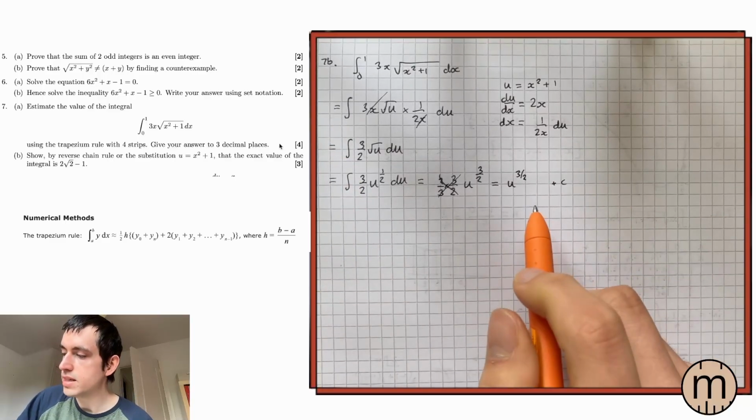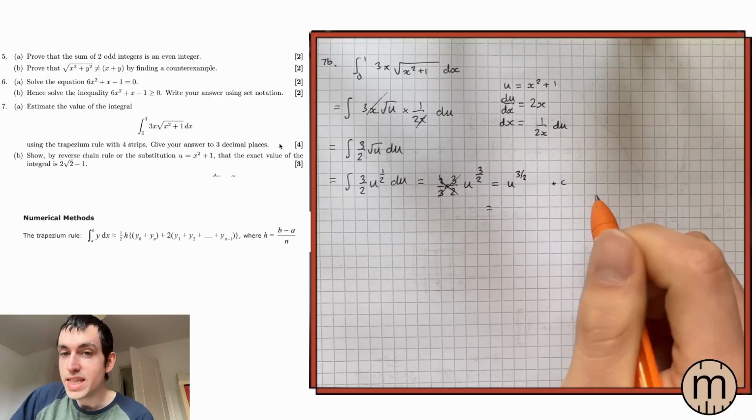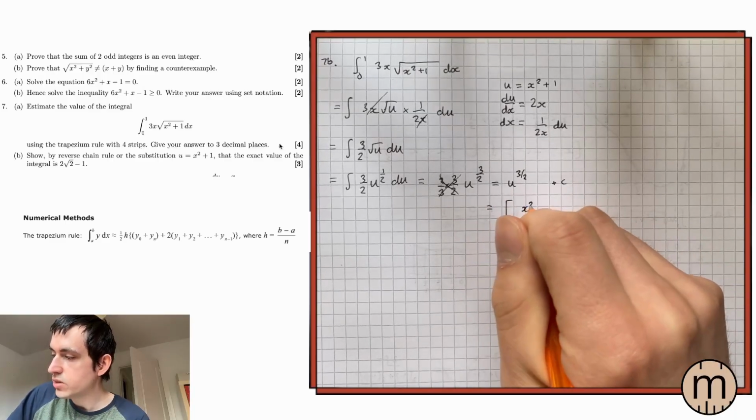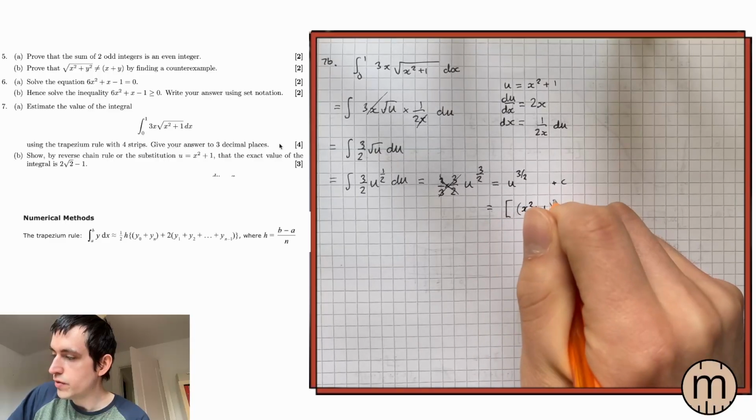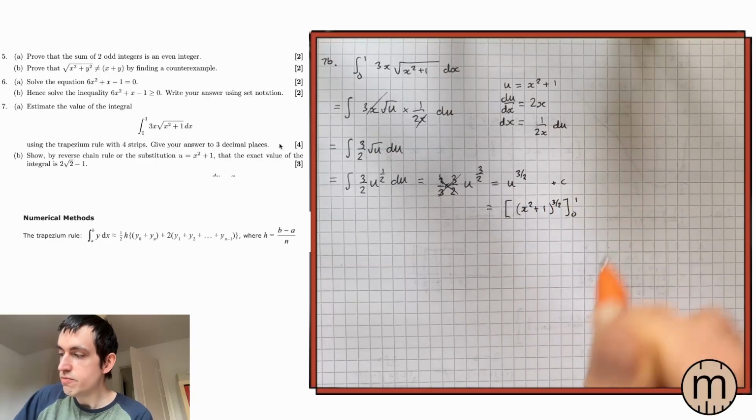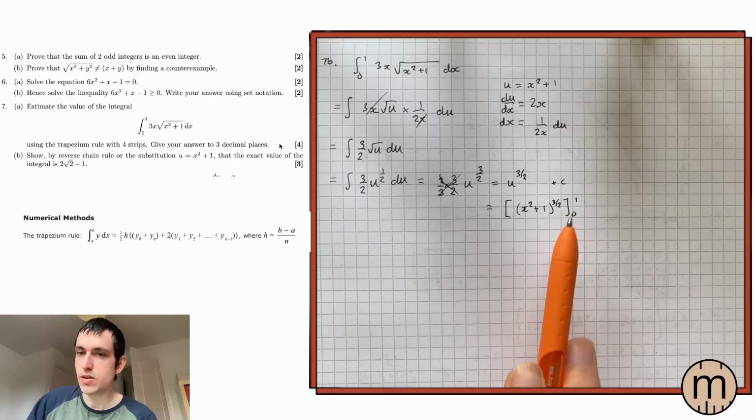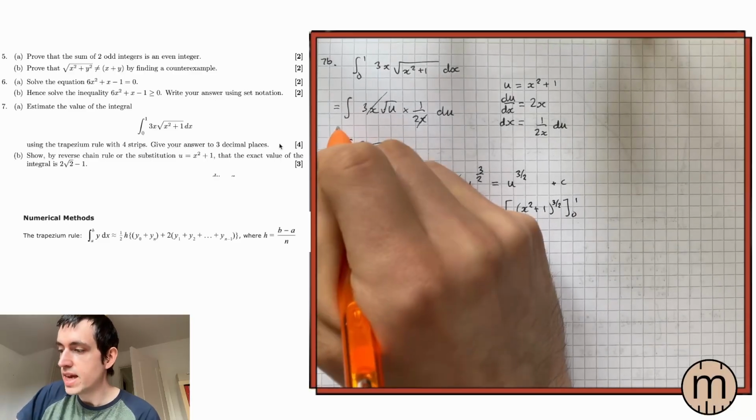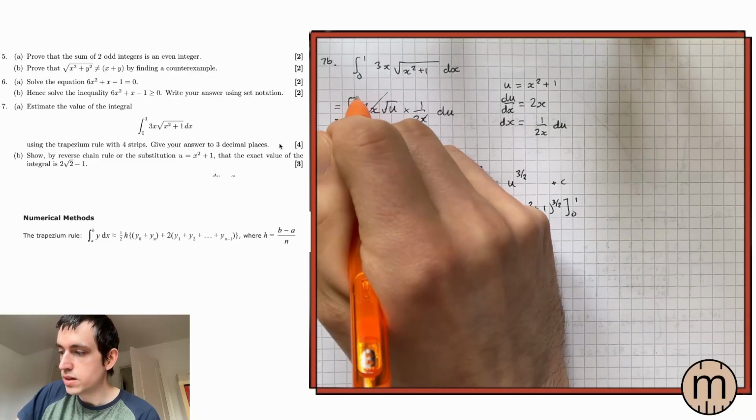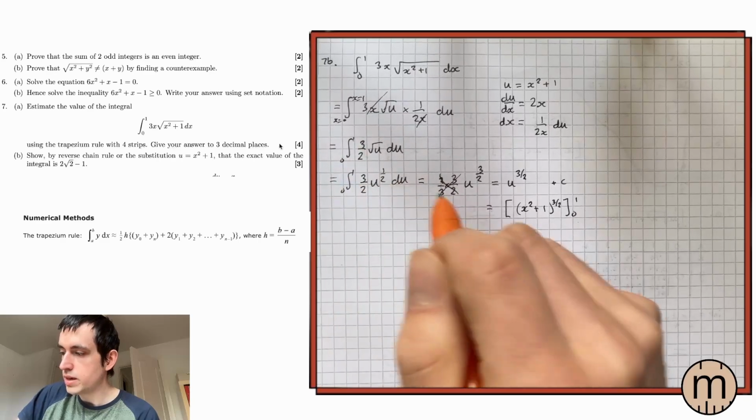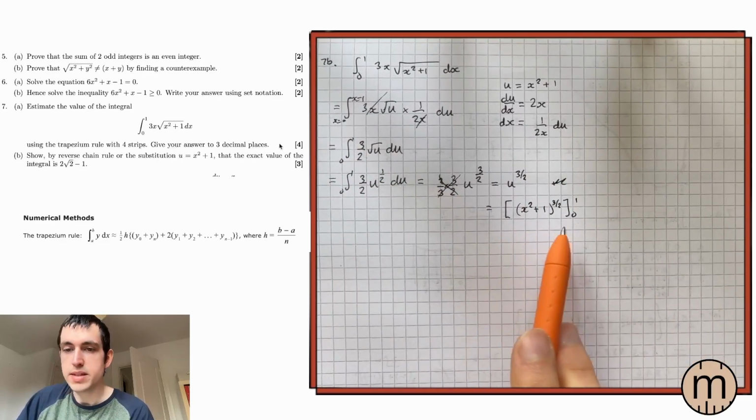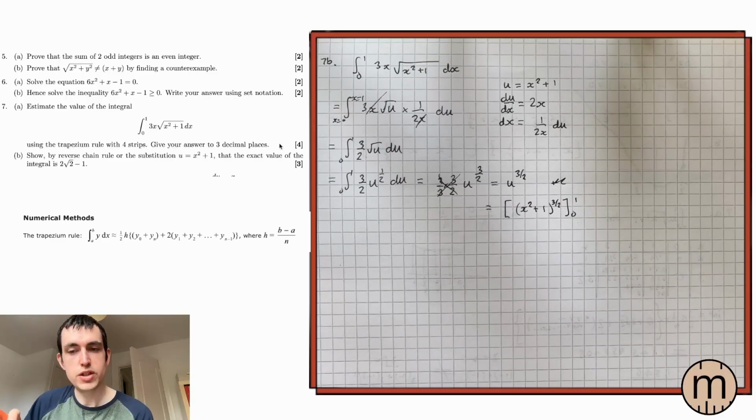But what's nice about this is, I don't actually need to change the limits at all. If I rewrite this in terms of x squared plus 1 to the power of 3 over 2, then I can leave my limits in terms of x. It's still x is 0, it's still x is 1. You absolutely could change them, but if you don't like changing them, why bother? So leave it as x equals 0, x equals 1, all the way down. You don't need a plus c in the end, because you've got the limits 0 to 1. Let me know down below if you prefer to change the limits or not.